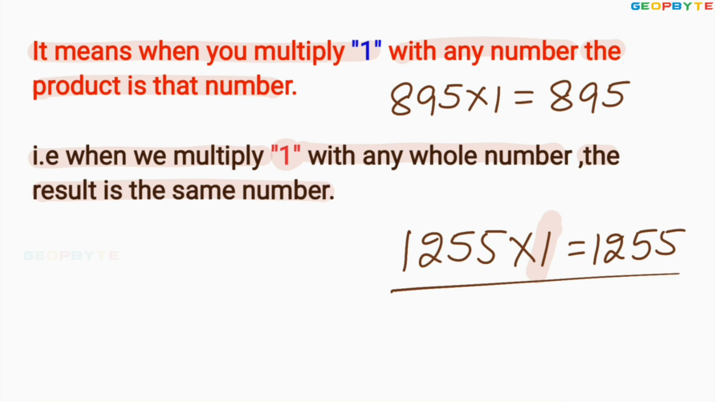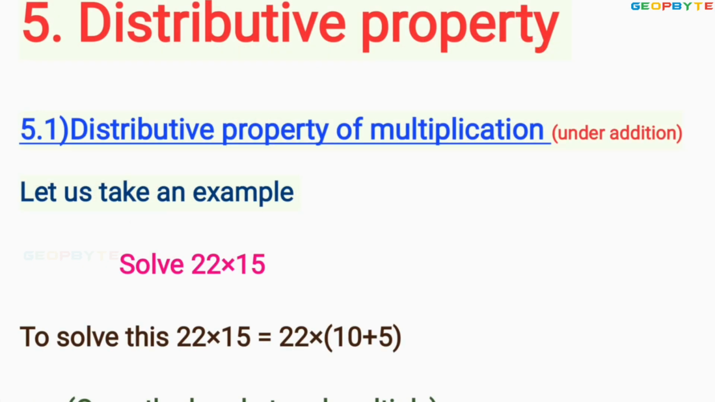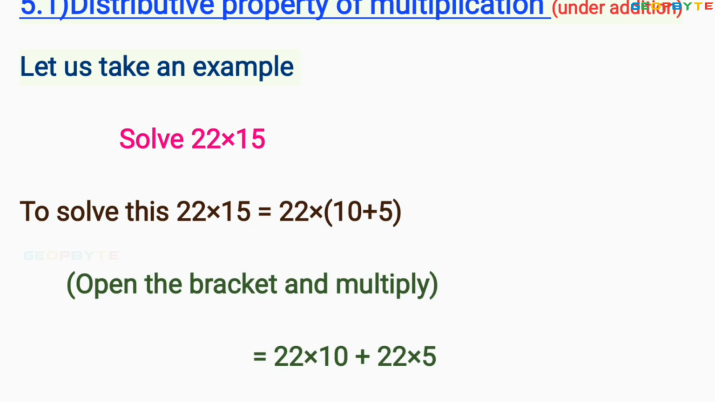Now let us move towards the distributive property. Dear students, remember this distributive property is for making difficult calculations easy. Under the distributive property of multiplication, we are taking two conditions. First one over addition, second one over subtraction. First, let us take the distributive property of multiplication under addition. Let us take an example for understanding this property.